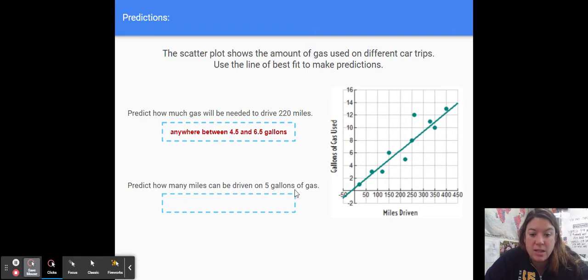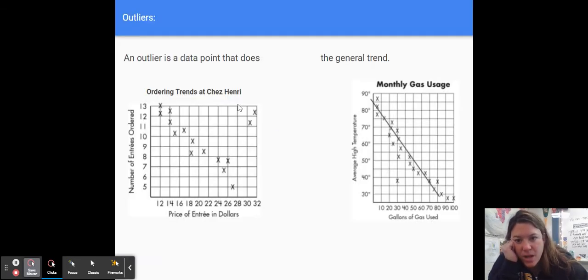Now we're going to look at how many miles can be driven on 5 gallons of gas. So now I'm looking at the Y value and making a prediction that maybe about 150 miles can be gone on 5 gallons of gas, right? So we can make predictions based on these trends that we see here.